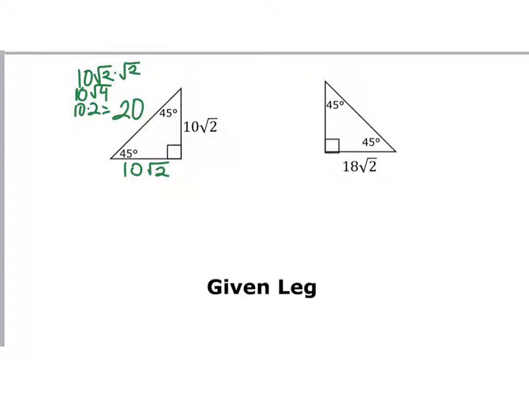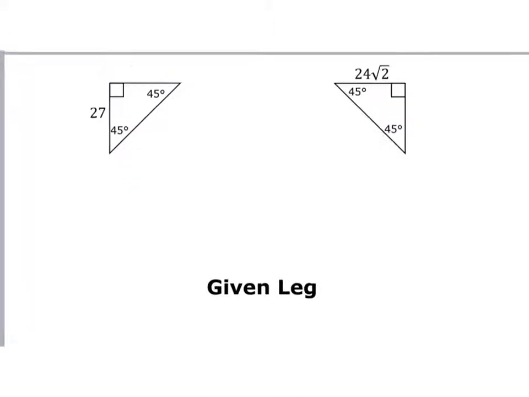Okay? All right, so the next one, I've got 18 square root of 2 as one of my legs. So what's the other leg? 18 square roots of 2. What's my hypotenuse? 36, because it's going to be 18 square roots of 2, the leg, times another square root of 2, which is 18 times 2, 36. Questions? Okay. All right, so let's practice this a couple more times.